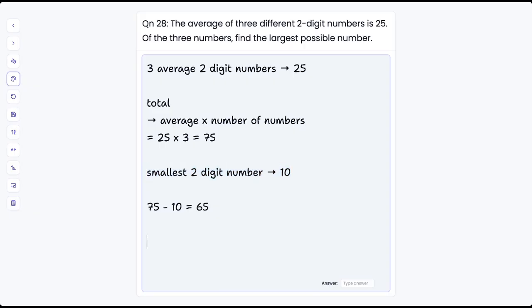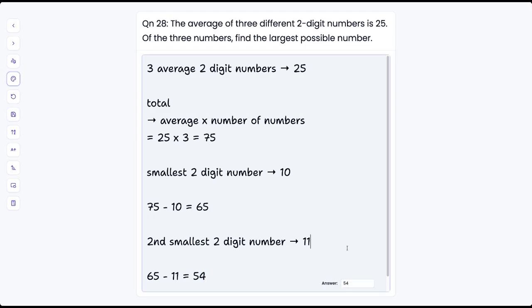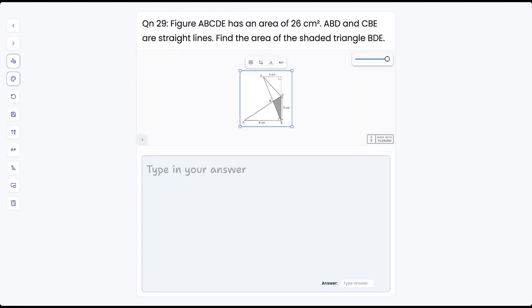Now, the second smallest two-digit number, what will it be? 11. Then from there, we just take 65 minus 11, which will be 54. So the answer is 54 over here. There you go, that's the answer. All right, let's move on to the next question.